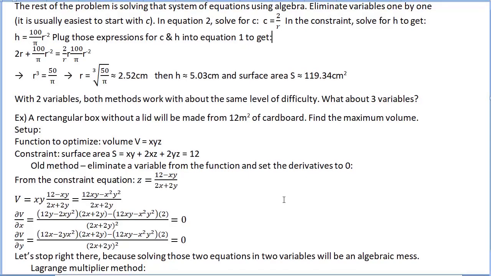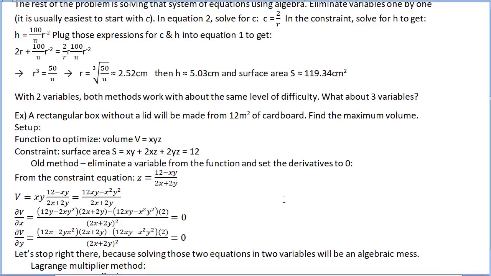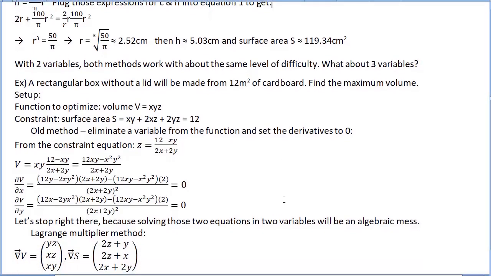So we go back to our 2 functions that we want to work with: function v for volume, function s for surface area. And we know that their gradients must be parallel. Therefore, we calculate their gradients. So the gradient of v: dv/dx is yz, dv/dy is xz, and dv/dz is xy.